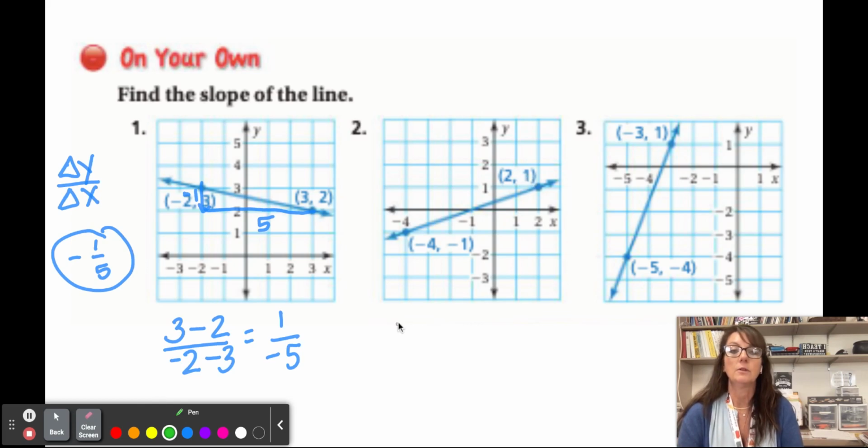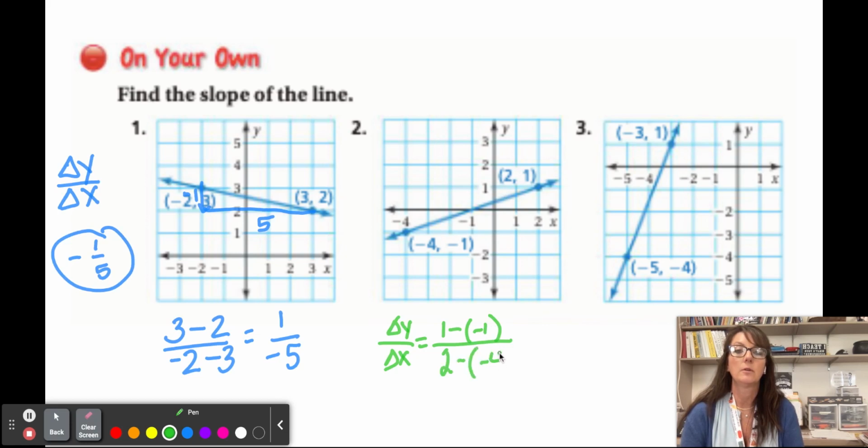We can do the change in y over change in x. And so we have 1 minus a negative 1, and then we'll have 2 minus a negative 4. All right, now you have some integer math here. Subtracting a negative, you change both to positive. So we're going to get 2 over 6, and then that simplifies to a 1/3.